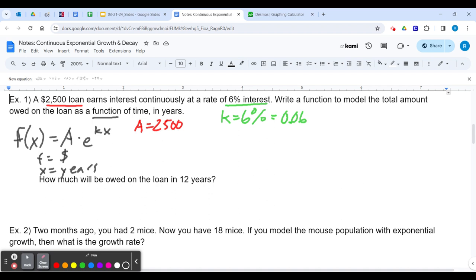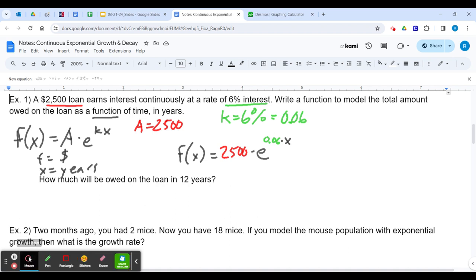Then by combining my a and k here, I can write my final function. So I get f of x. I'm going to leave everything blank here until the very end where I write in my other stuff. My a value, that initial amount, is 2,500. And that k value is that 0.06. It's multiplying with that x value. And there's my function to model this.